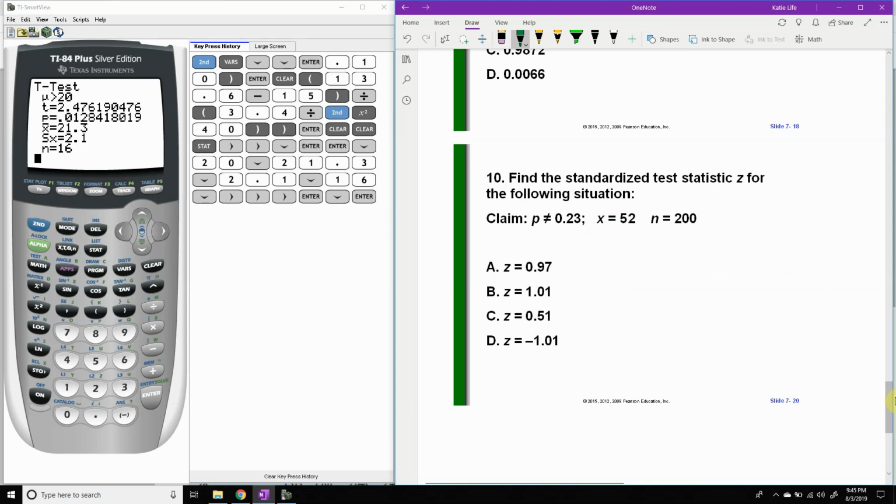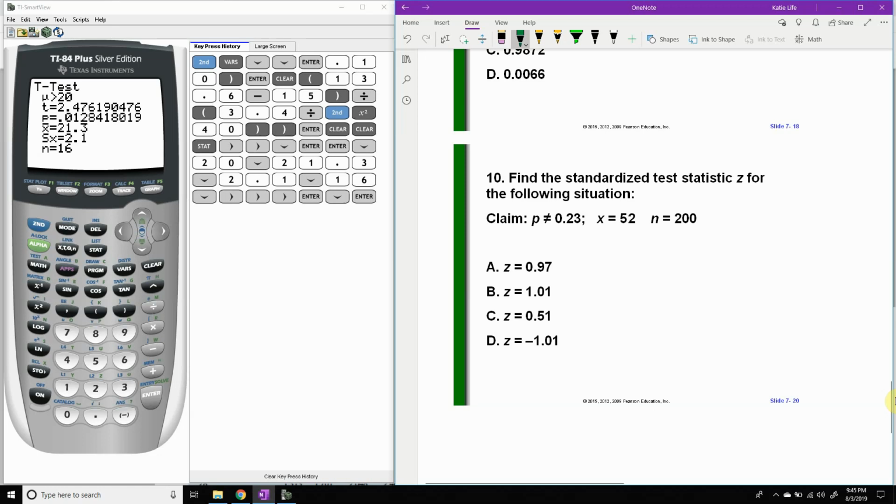All right, last problem. Find the standardized test statistic Z for the following situation. Our claim is that the proportion is not equal to 23%. I've got x equal to 52 and n equal to 200. So this is some kind of situation simulated where I've surveyed maybe 200 people and 52 of them said yes to some question that I've asked them.